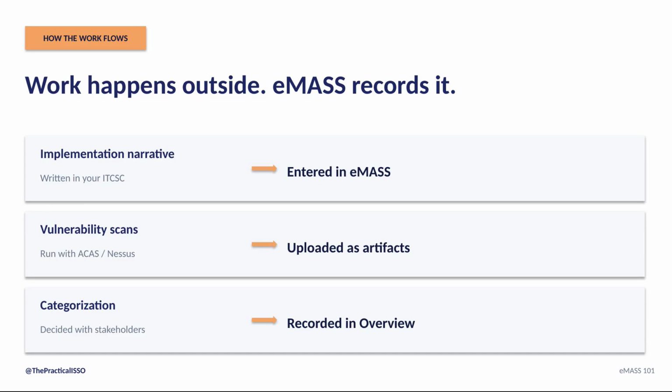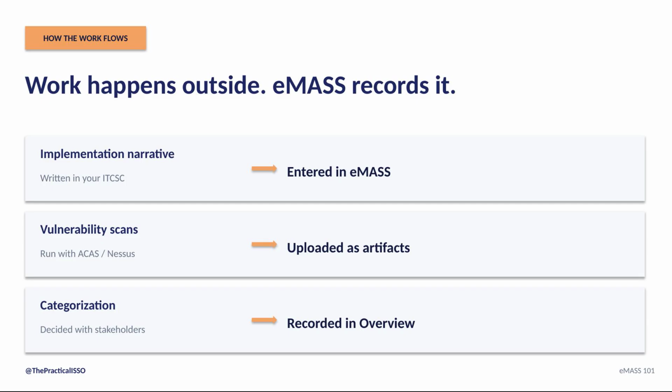You write your implementation narrative in the information technology categorization and selection checklist, ITCSC. Then you enter it into eMASS. You run your ACAS scans with a separate tool. Then you upload the results to eMASS. When you understand that eMASS is the repository, not the engine, the whole tool starts to make sense. You're not doing RMF in eMASS. You're documenting RMF in eMASS.